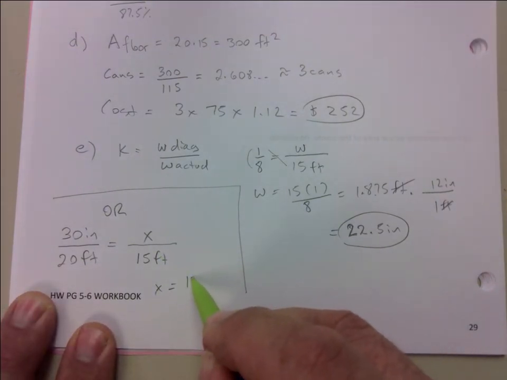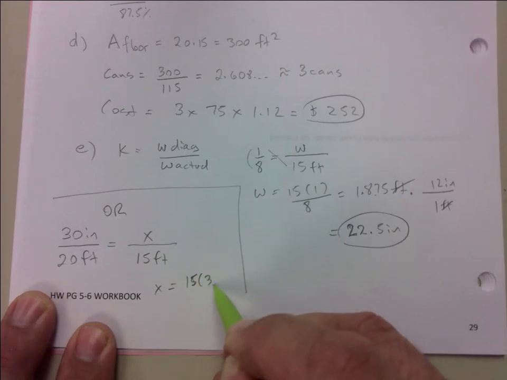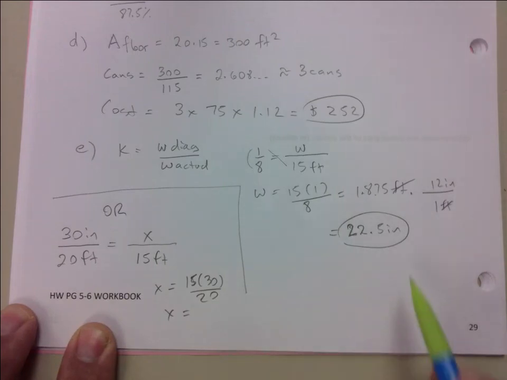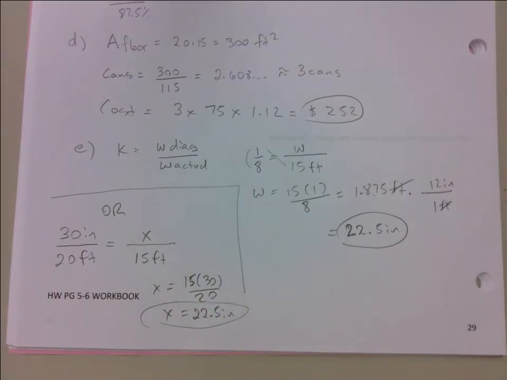So it's 15 times 30 divided by 20, and that gives you 22.5 inches already. So it saves you the conversion part. So yes, it's okay to do it that way, because here I'm not asking you for the scale factor, so you can use whatever method you would want. Okay? All right, I'm going to stop there.